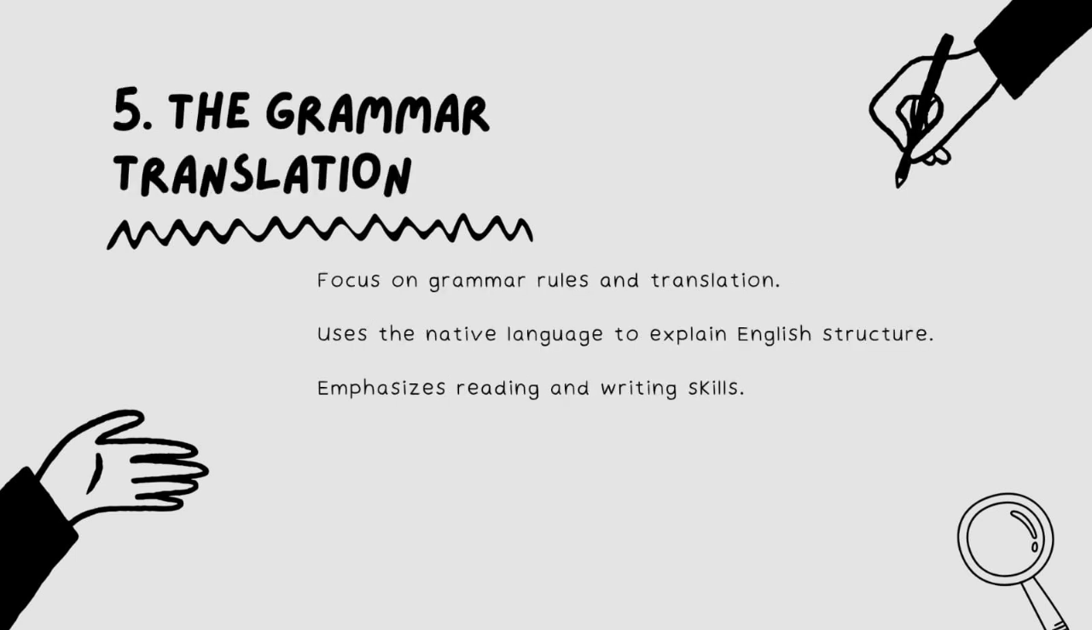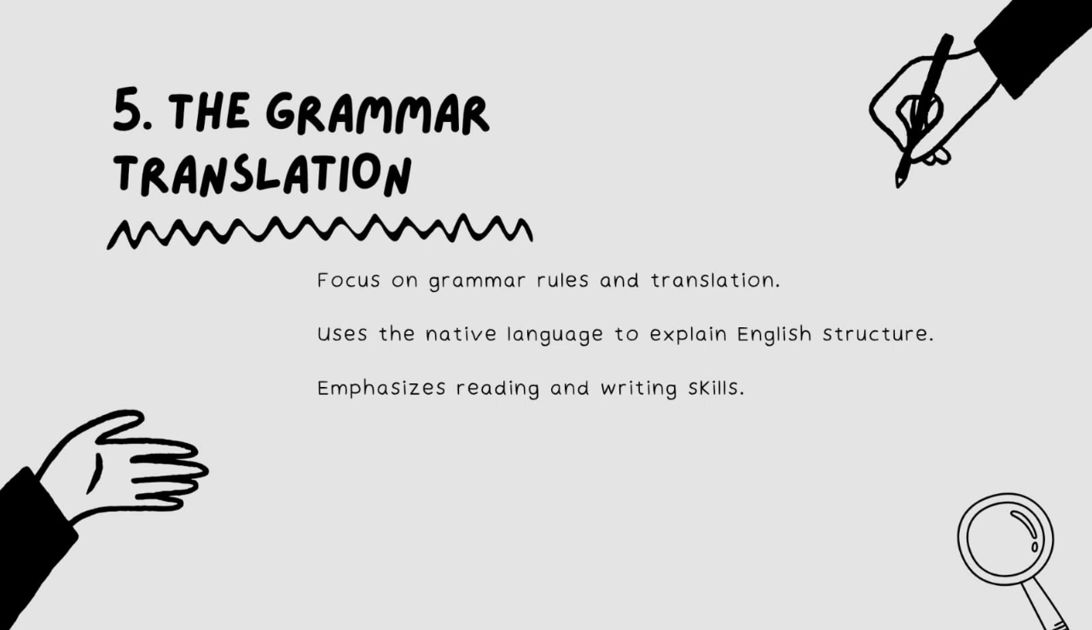The fifth method is the grammar translation method, one of the oldest and most traditional approaches to language teaching. It focuses on learning grammar rules and translating sentences between the native language and English. Most activities involve reading texts, analyzing sentence structure, and translating paragraphs.